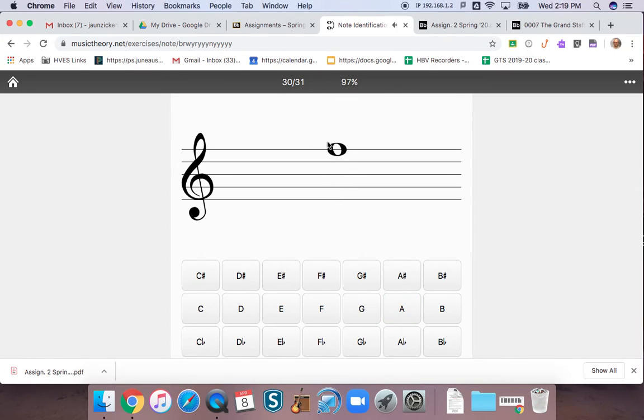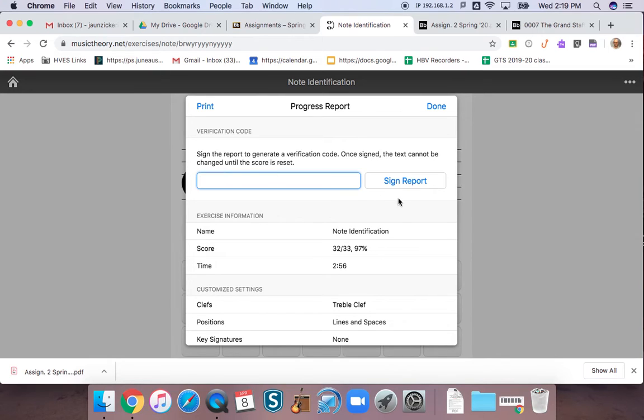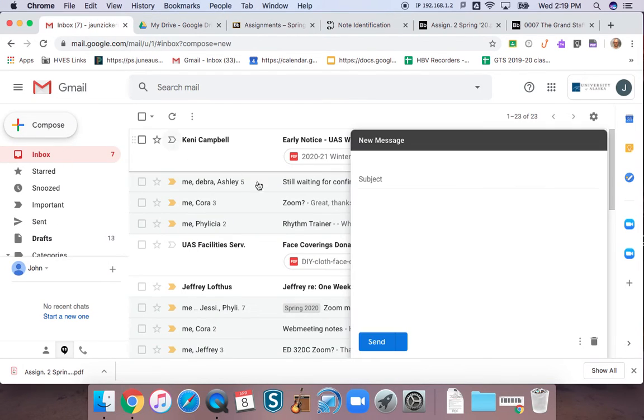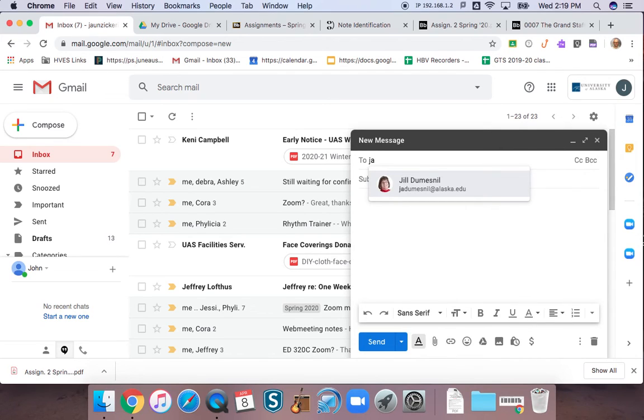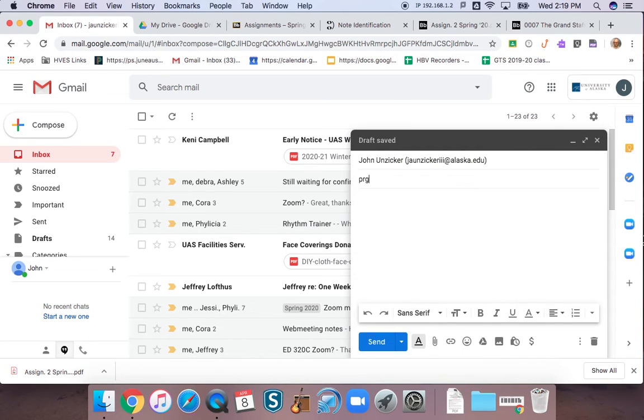And so I know that the 5th line is F. There's a G. Okay, so I got to 33 and I have a 97. So I'm happy with that. So now I'm going to go over here, and I'm going to click show progress report. Sign report. I'll put my name, I guess. And copy link or copy code. And then I'm going to email it to me. Progress report.